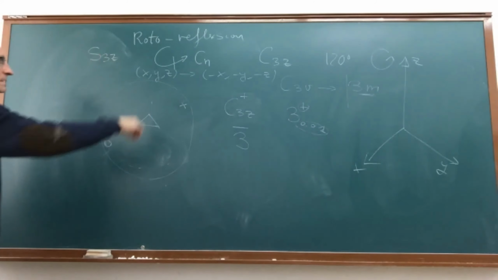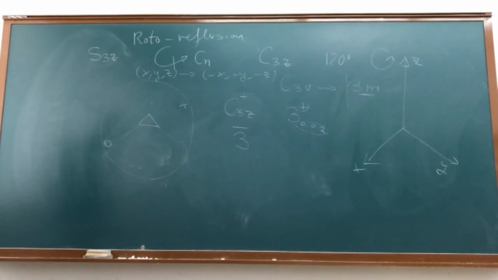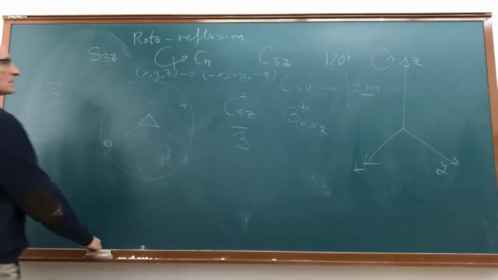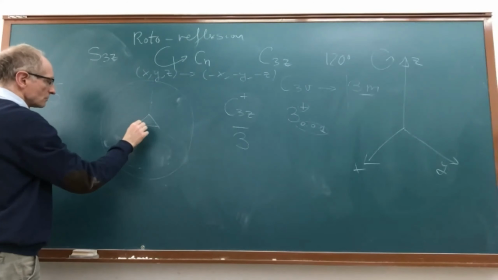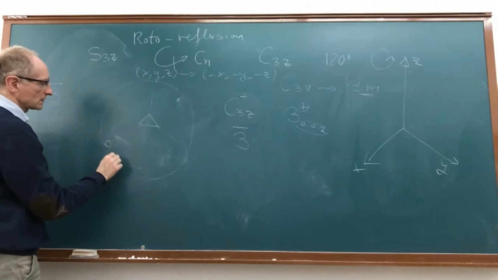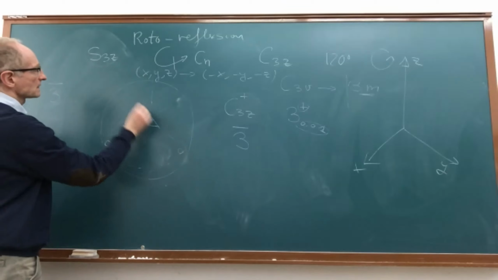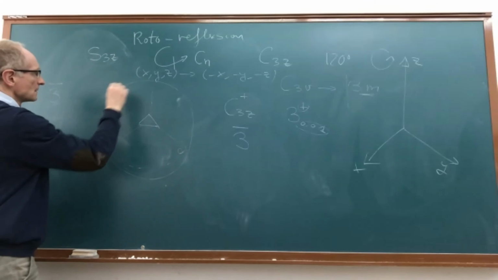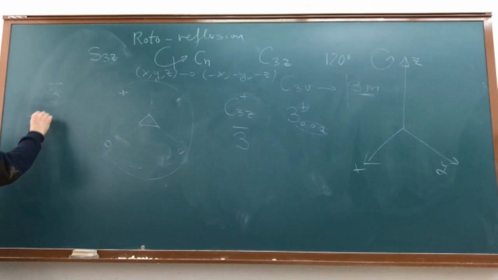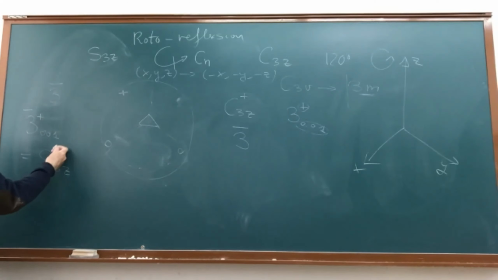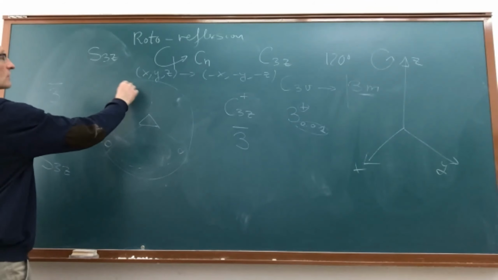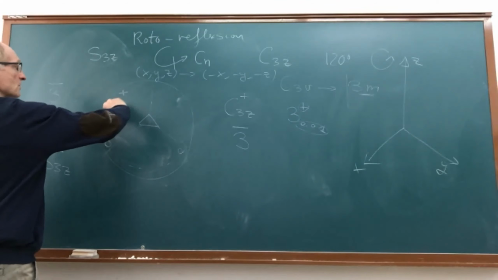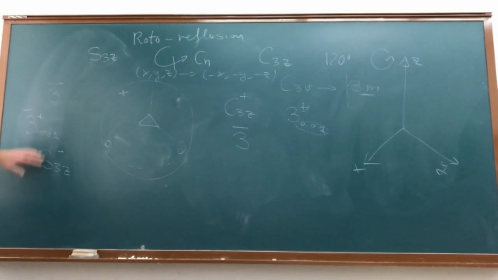This cross indicates that this is under the plane. So what is a rotoinversion? I take this, I rotate, and I come to this point, and now I invert it. So in general, what I see is that this is equal to this. If I want to obtain this as a rotation plus a reflection, I have to take a rotation clockwise. So this is the general relation between the elements.